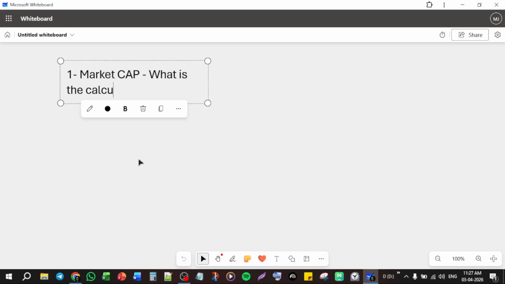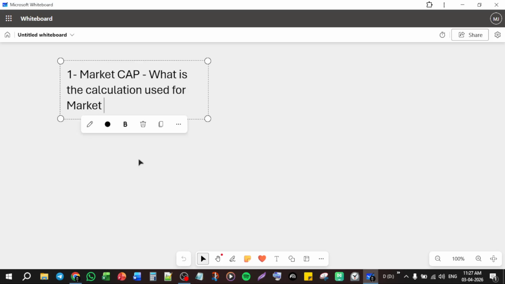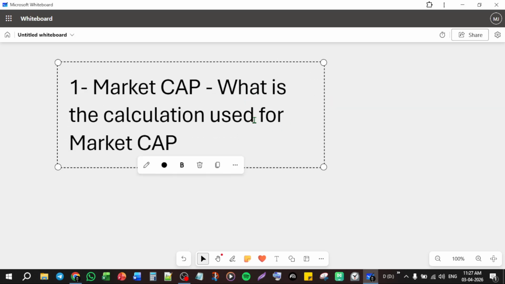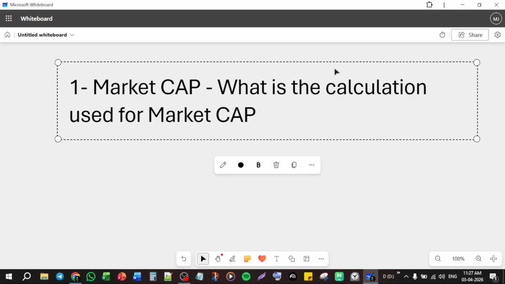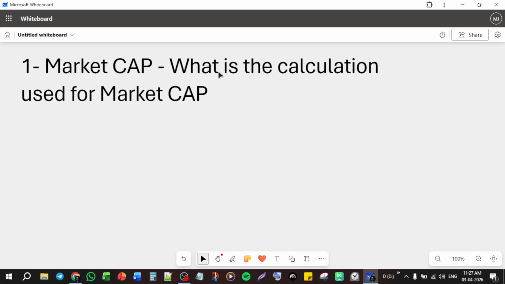Now, before we go ahead and understand how to make a watch list, I want you to understand a few words, and if you don't know, then you can go to ChatGPT or Google and figure out what they mean. The first thing I want you to understand is what market cap is and what the calculation used for market cap is. This is very, very important for you to understand. Why should you know this? Because this is what will help you get a good watch list.